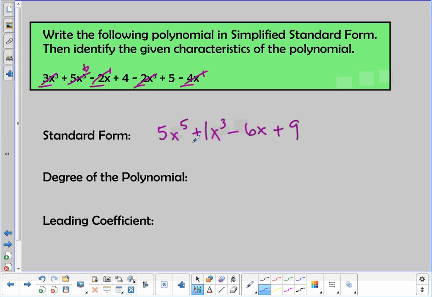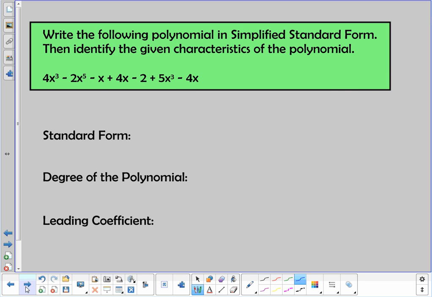Now again, we skipped over the power of 4 because we didn't have any terms, and we skipped over the power of 2 because we didn't have any terms. You don't need to write those powers in. This is your standard form here. The degree of the whole polynomial is that largest exponent. So the degree here is 5. And the leading coefficient is the coefficient in front, which is also, coincidentally, a 5.